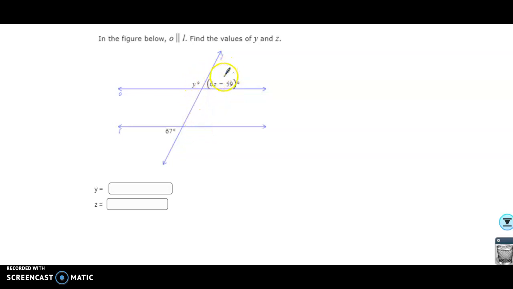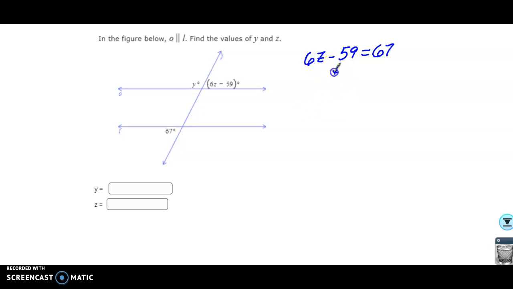All right. Well, the first thing I would do, there's a couple different ways you could approach this, but the first thing I would do is I would look at this angle here, 6Z minus 59, is alternate exterior with 67, which means they're equal. So if I know that 6Z minus 59 is equal to 67, it's pretty easy to solve for Z.